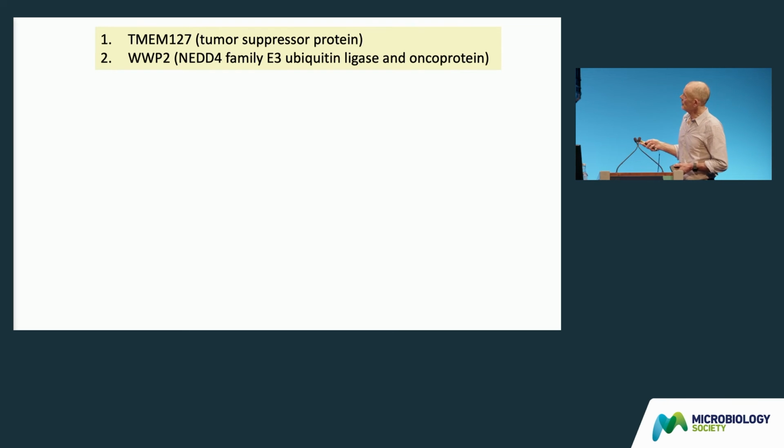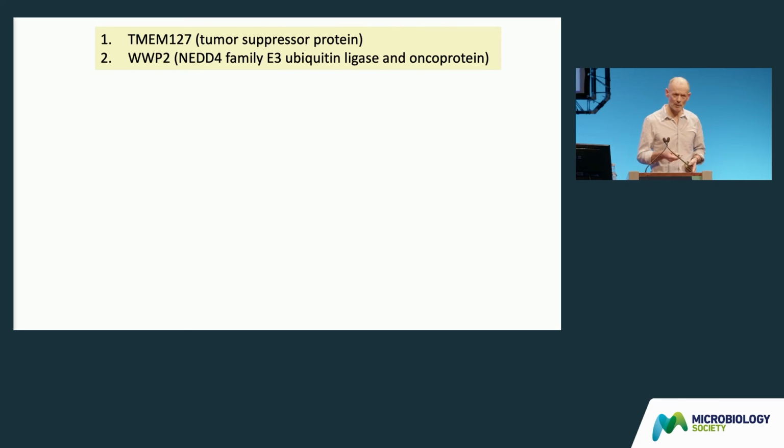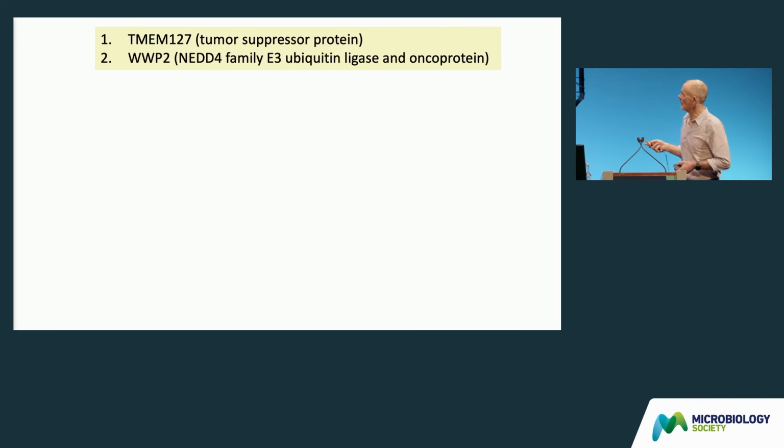Whereas WWP2, which was the other hit, a lot was known about it. It's one of a family of so-called NEDD4 E3 ubiquitin ligases. And interestingly, it's also, when dysregulated, an oncoprotein. So they're both involved in cancer, but in different contexts. But a lot more was known about this ubiquitin ligase, which basically takes a ubiquitin molecule and deposits it on a substrate.